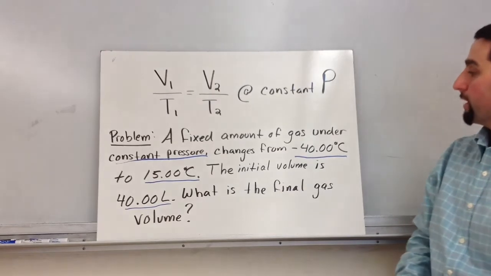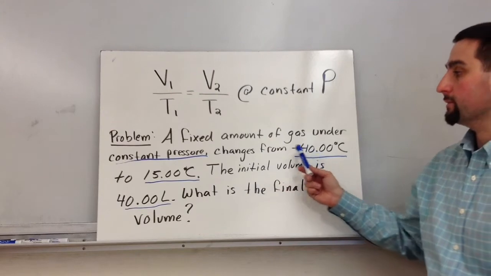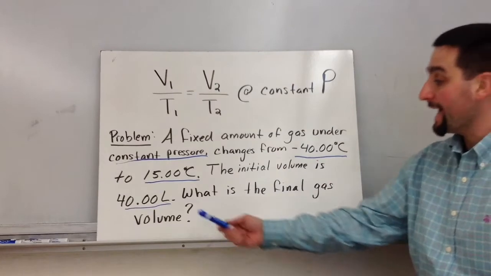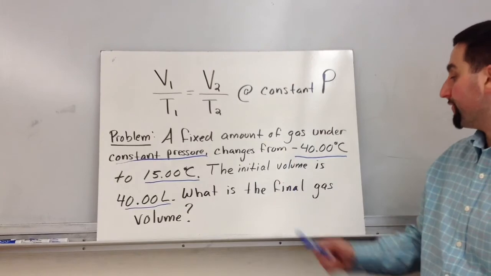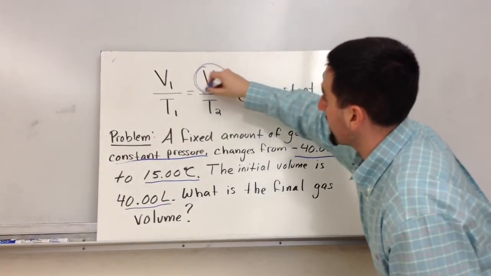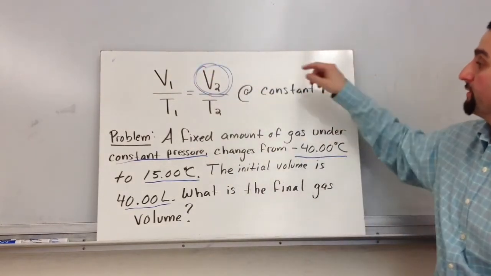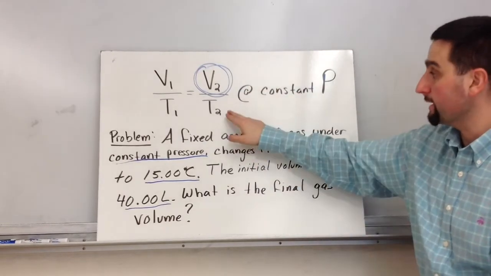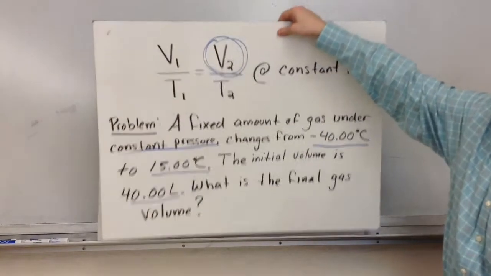They give us a couple of variables here. We change from negative 40 to positive 15 degrees Celsius, so this gas is warming up, and it has an initial volume of 40 liters. Let's plug in here. What's the final gas volume? What is V2? That's what we're trying to solve for. If we transpose this equation to get V2, we multiply both sides by T2, pushing T2 to the numerator on the left side.